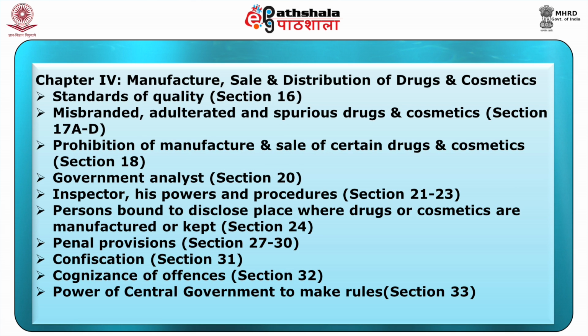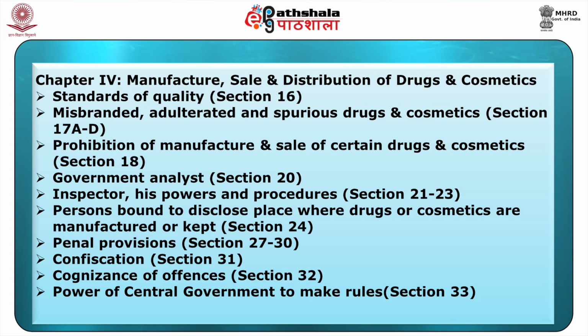The fourth chapter deals with the manufacture, sale and distribution of drugs and cosmetics. Under this, section 16 is for standards of quality, sections 17A to D deal with misbranded, adulterated, spurious drugs and cosmetics, section 18 deals with prohibition of manufacture and sale of certain drugs and cosmetics, section 20 talks about the government analyst, and sections 21 to 23 highlight the role of the inspector, his powers and procedures.